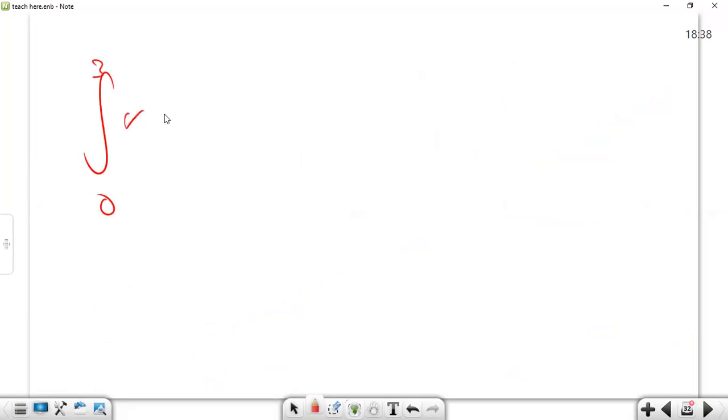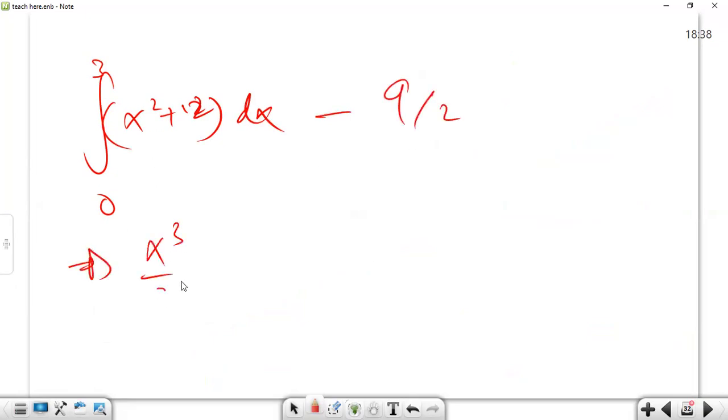0 to 3, x square plus 2 into dx. Okay, minus 9 by 2. Integration of x square is x cubed by 3, plus 2x minus 9 by 2.